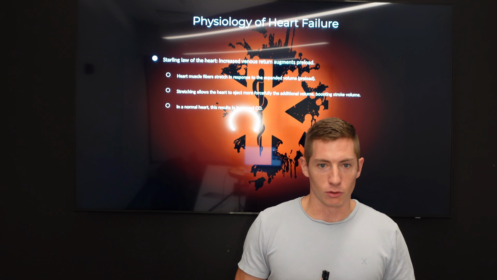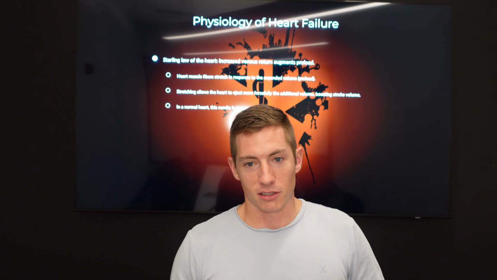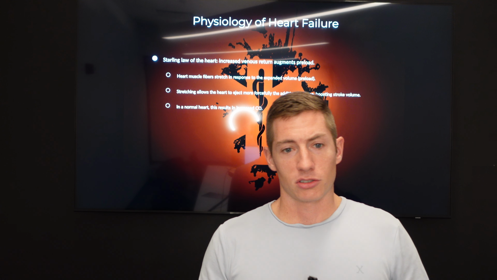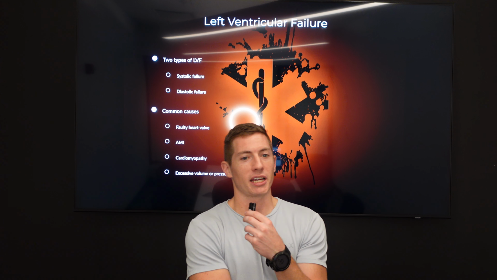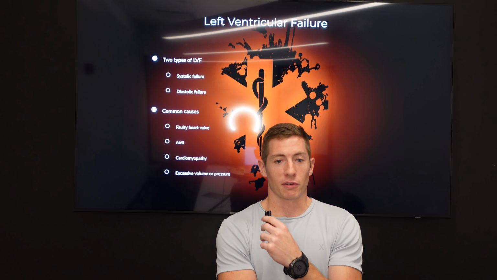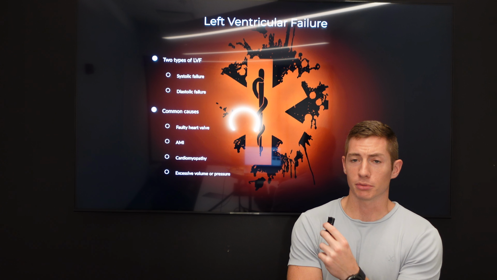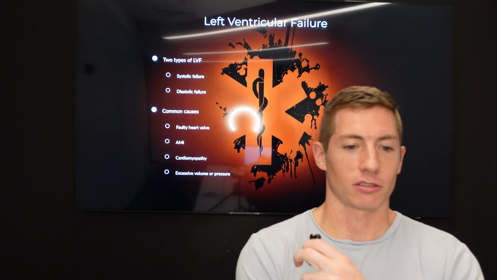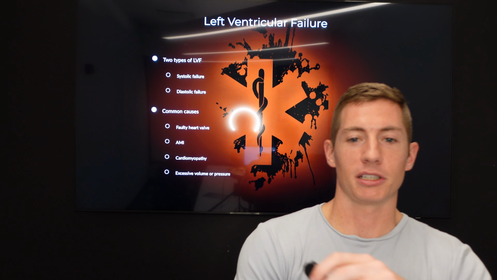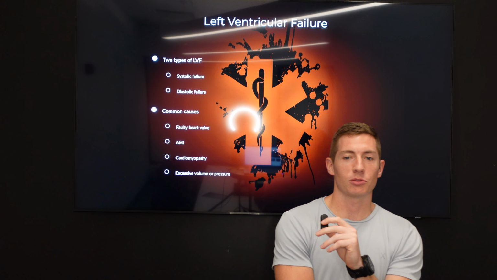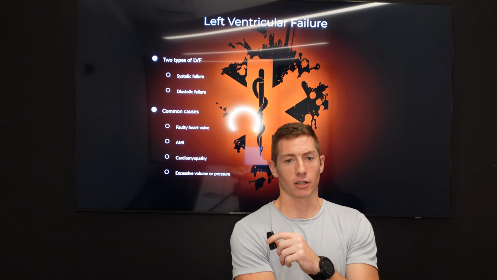In a normal heart, the greater the preload, the greater the force of ventricular contraction, the greater the stroke volume, resulting in increased cardiac output. Two types of left ventricular failure. So we have systolic failure. The left ventricle doesn't contract normally and has trouble pumping out all of the blood to the body. Diastolic failure. This is whenever the left ventricle contracts normally, but it becomes stiff, impeding its ability to relax and fill with blood between each contraction of the heart.